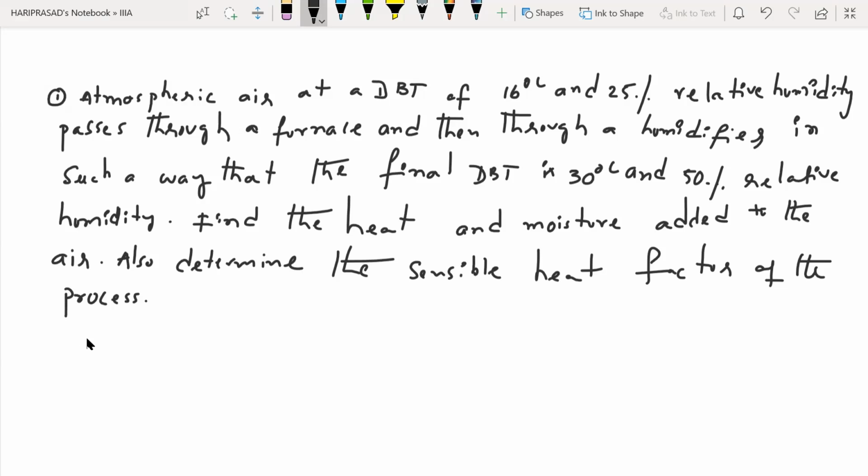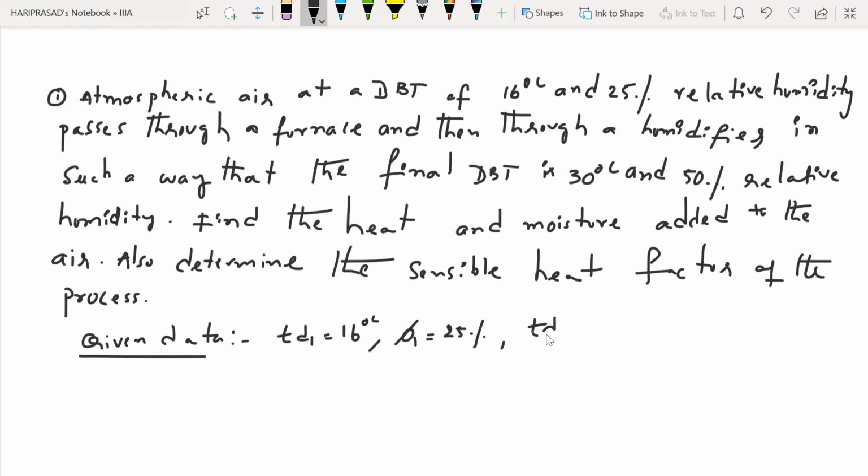So here, if you see the problem, write the given data. Drivable temperature is given at inlet conditions: PD1 is equal to 16 degrees centigrade. Next, phi1, the relative humidity, is 25%. Final conditions are given: PD2 is equal to 30 degrees centigrade, and phi2 is 50% relative humidity. It asks you to find: first, Q, the amount of heat added. Next, the moisture content added, that is omega 2 minus omega 1. Third, the sensible heat factor. Just find all these values.